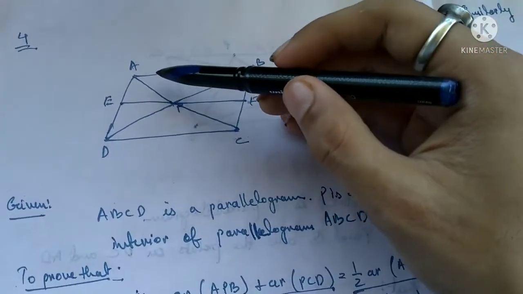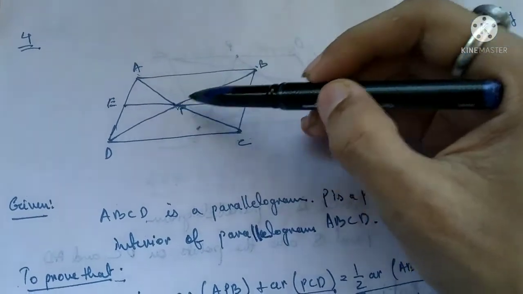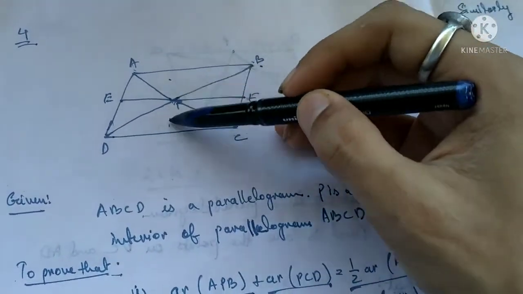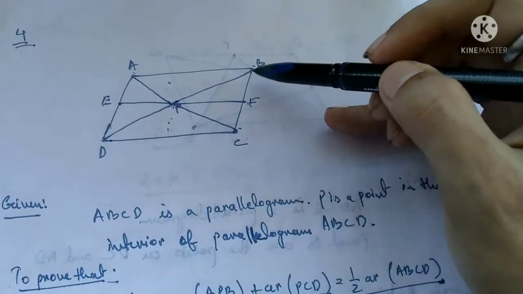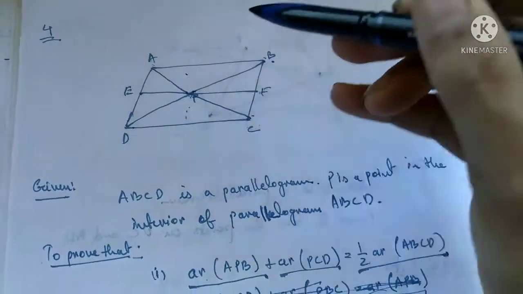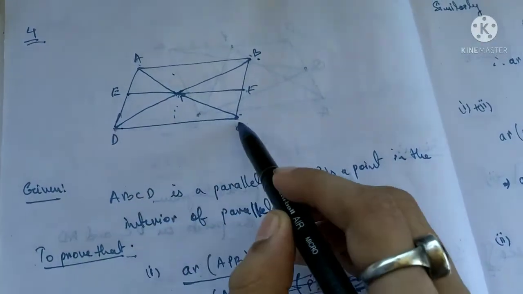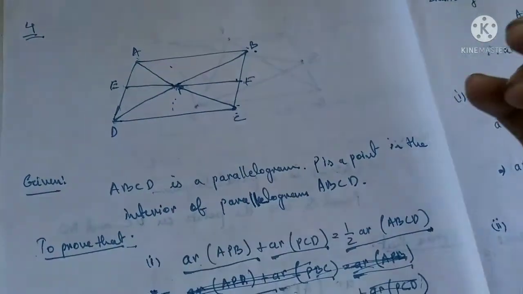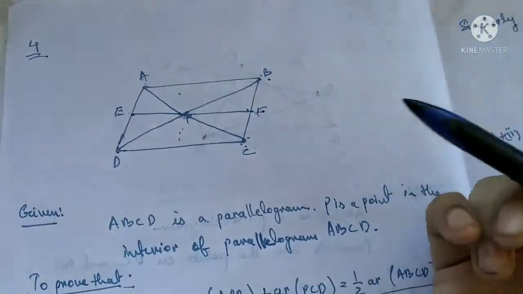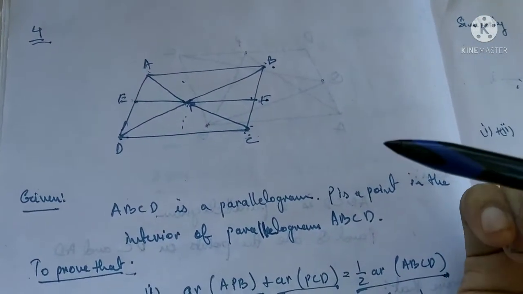I have to prove that area of APB plus area of PCD, these two triangles' areas added, will be equal to half the area of this whole parallelogram. So first of all, here I will write that DC is parallel to EF. This is from construction. Understand? DC is parallel to EF, from construction.